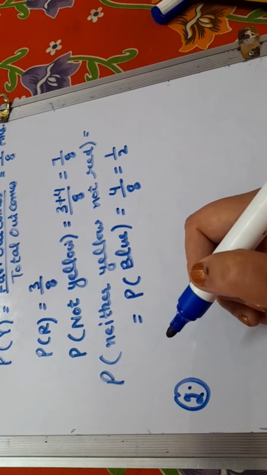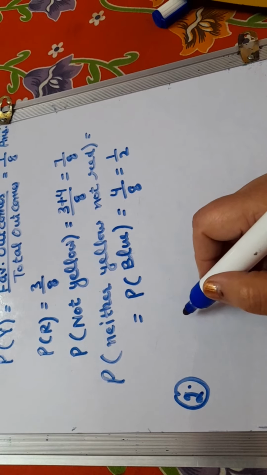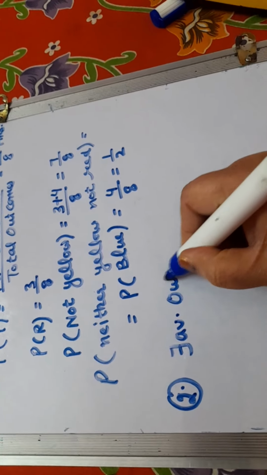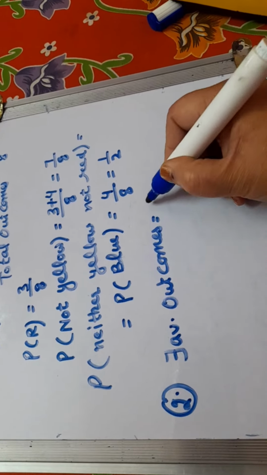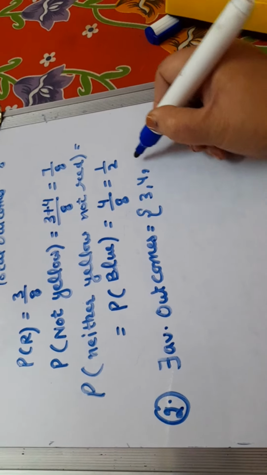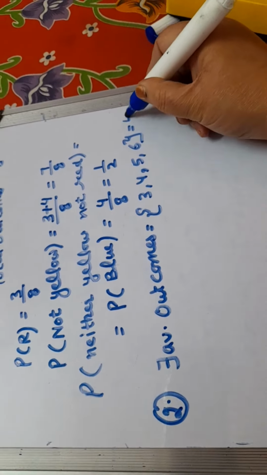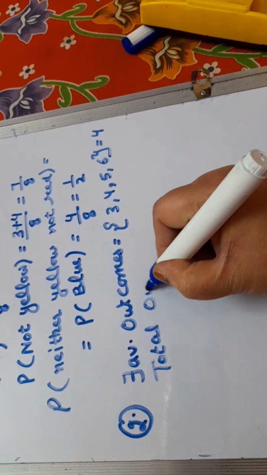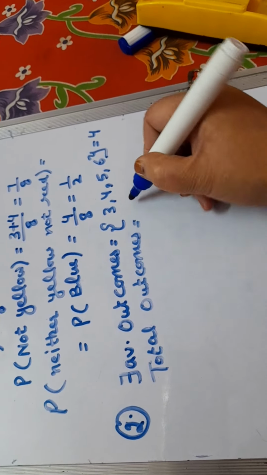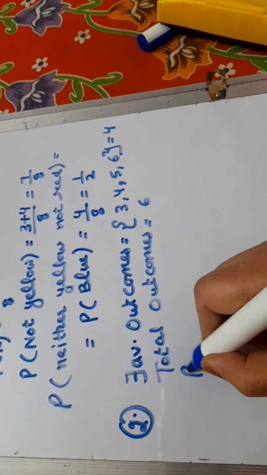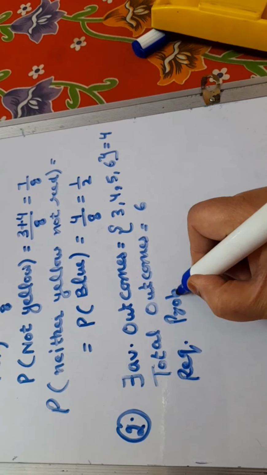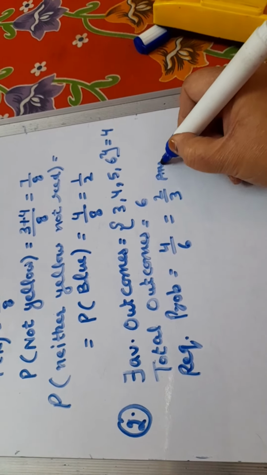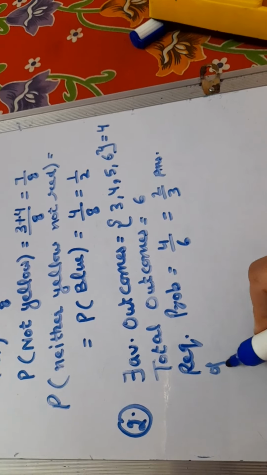A dice is thrown once. What is the probability of getting a number greater than 2? A number greater than 2. So our favorable outcomes are, number greater than 2 means 3, 4, 5 and 6. That is number of favorable outcomes is 4. So total outcomes, when we throw single dice, number of total outcomes is 6: 1, 2, 3, 4, 5, 6. So required probability is 4 upon 6. That is 2 upon 3. This is our answer, the required probability of greater than 2.